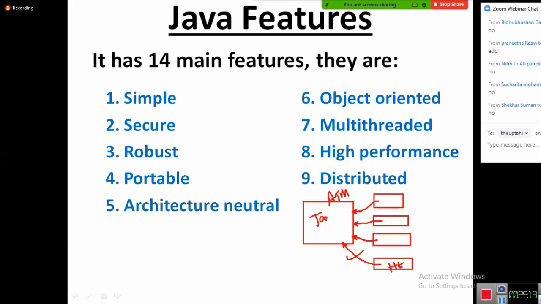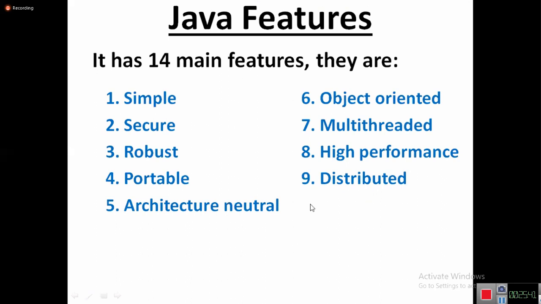So Java has another feature called dynamic. What is the meaning of dynamic? Without disturbing the existing architecture of the project, this ATM software can connect to and accept any other software. Plug and unplug facility is nothing but what? Dynamic.